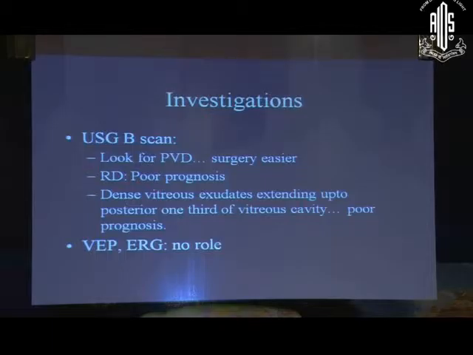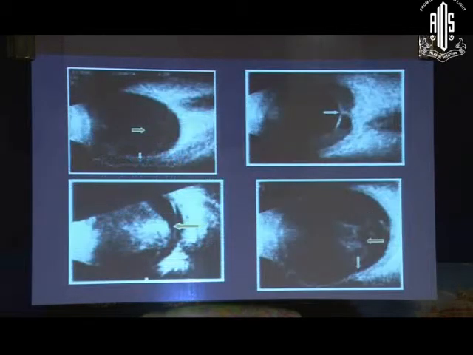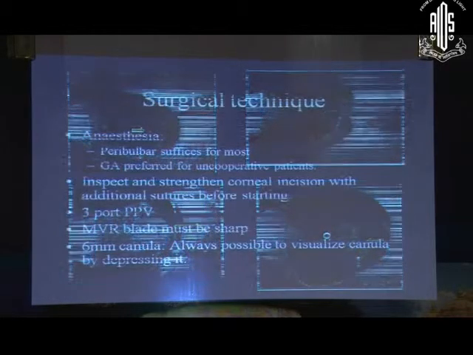Now, one investigation that you have to do preoperatively would be an ultrasound B scan. Look for PVD, retinal detachment, choroidal detachment, any areas of traction, etc. The VEP, etc. does not have so much of a role. These are ultrasounds which show vitreous exudates, or traction, retinal detachments, etc.